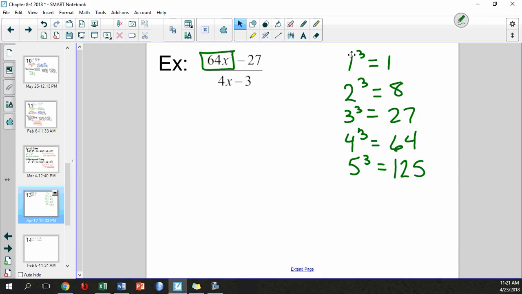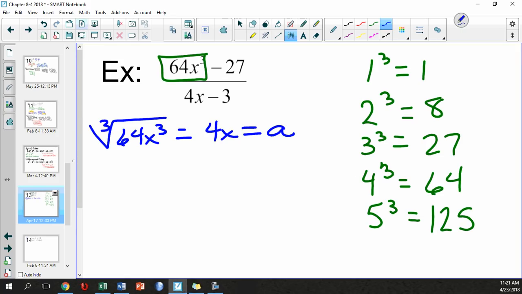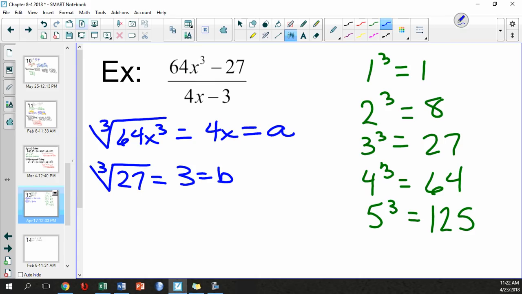4. So what you need to understand is in your head, you're taking the cube root of 64x cubed and you're saying that that's 4x. This is your A value, because we're applying a formula. Then we're going to take the cube root of 27. What is the cube root of 27? And this is your B. Now, how are these two things attached? They're attached by what? Subtraction. So is this the sum of cubes or the difference of cubes formula that you're applying? It's the difference of cubes formula.